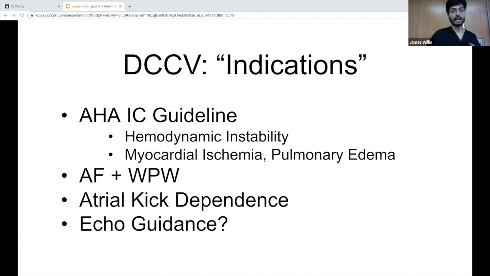Patients who rely on an atrial kick, we've already kind of discussed too, they're very tenuous with their hemodynamics. And so with these patients, it's more preferable to be aggressive.